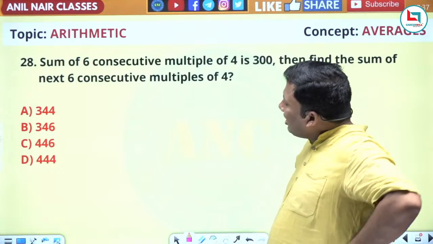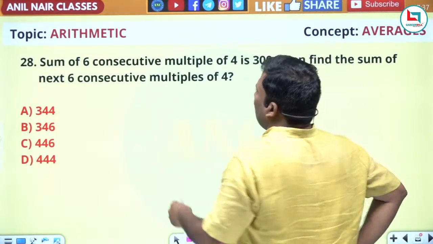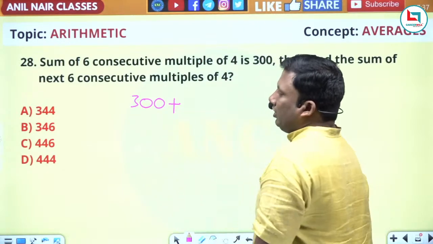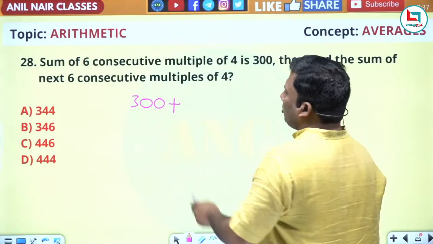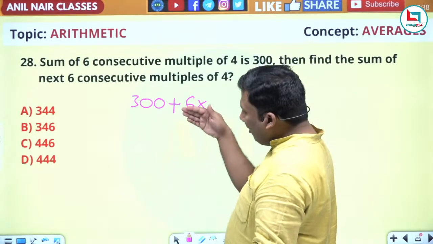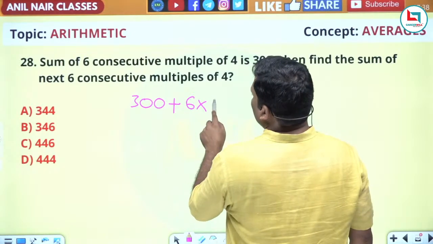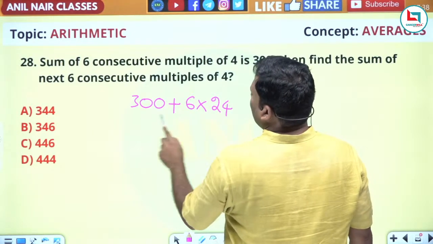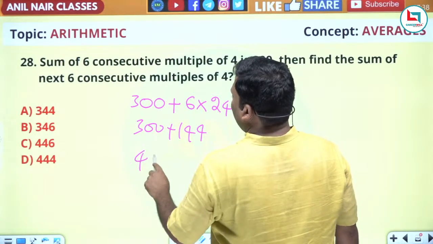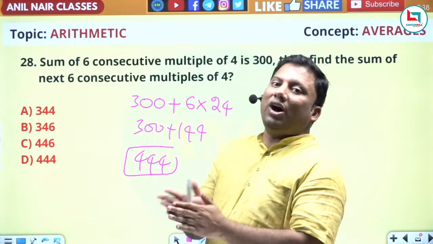Sum of 6 consecutive multiples of 4 is 300. Now, you only tell me, sir, 300 plus. How many am I going to add? 6 into. 6 more numbers I am adding. Every time, what will be the difference? 6 4s are 24. 300 plus 144. Answer will be 444. Answer will be 444. Are you all with me?